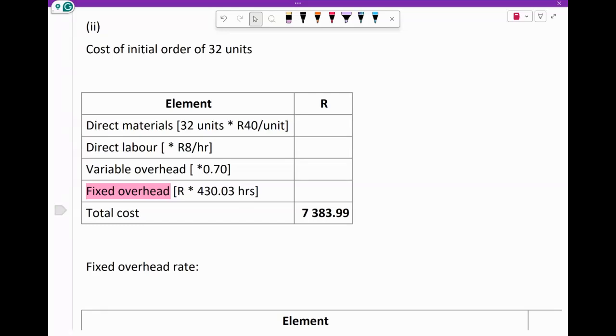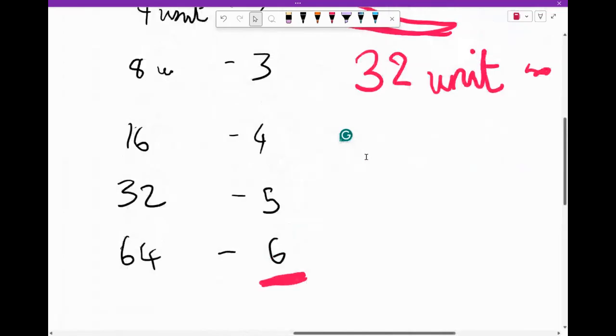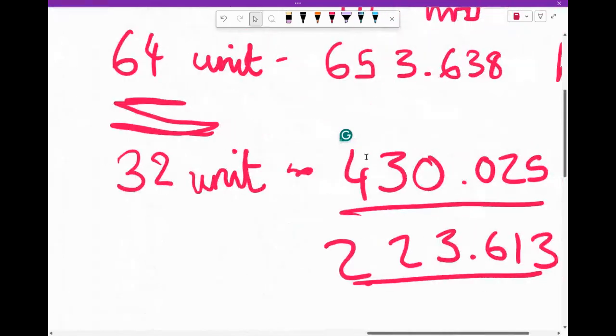Okay. And that gives us what? 1,280. Okay. And then for the direct labor, which we know is based on direct labor hours, we then know that it's 8 Rand per direct labor hour. We then have to obviously times by the number of direct labor hours to complete your initial 32 units, which we had calculated here. Remember we said, yes, 430.